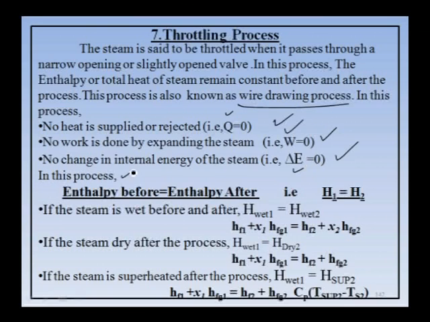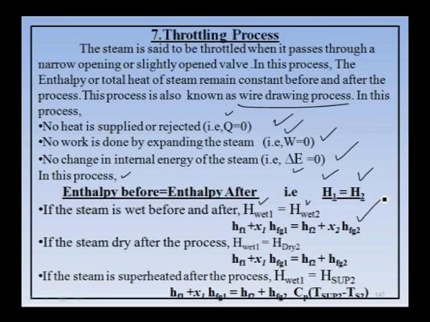But in this process, enthalpy before is equal to enthalpy after, that is H1 is equal to H2. If the steam is wet before and after the process, we should take H wet 1 equal to H wet 2, because both the conditions are wet. Enthalpy of wet steam before is equal to enthalpy of wet steam after. What is the enthalpy formula for wet steam? This we have used many times: hf1 plus x1 hfg1 is equal to the enthalpy after, hf2 plus x2 hfg2. This is the relation if both the steams are wet.